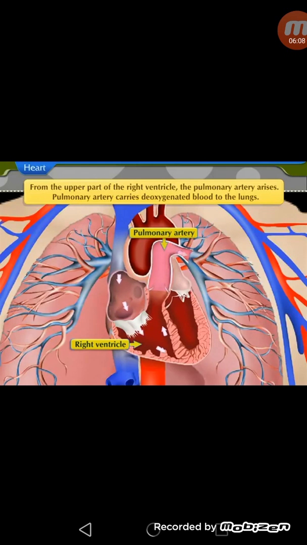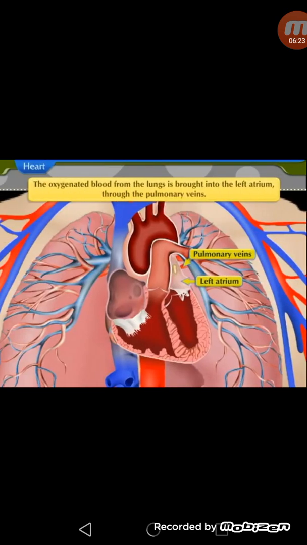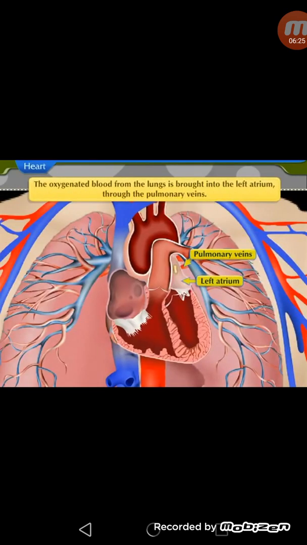So from the right ventricle, this deoxygenated blood is sent to the lungs for oxygenation through the pulmonary artery. Now what do the lungs do? Lungs purify this blood and convert the deoxygenated blood to oxygenated blood. Now what happens from the lungs? This oxygenated blood is now brought into the left atrium through the pulmonary veins.